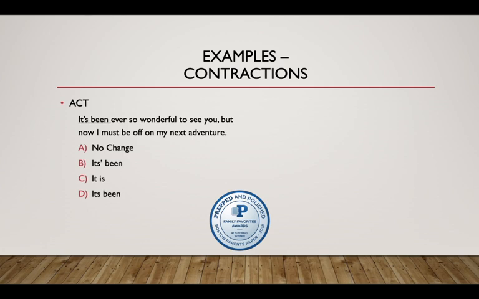IT apostrophe S means it is, or there's another one, it has. So, it has been ever so wonderful. It's been, it is ever so wonderful, or it's been. Again, I gotta be careful of the apostrophe use with pronouns. Because I have an apostrophe with a pronoun, it apostrophe s, it has been the correct answer.